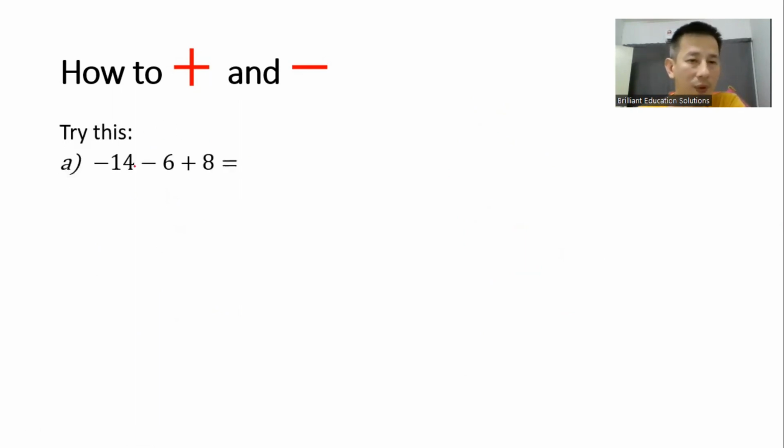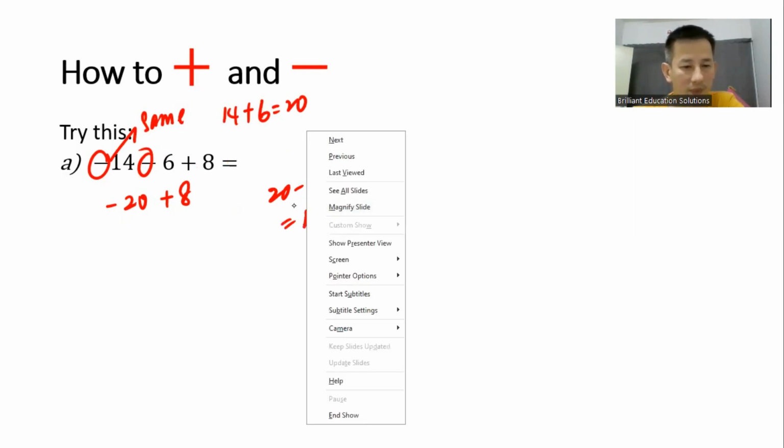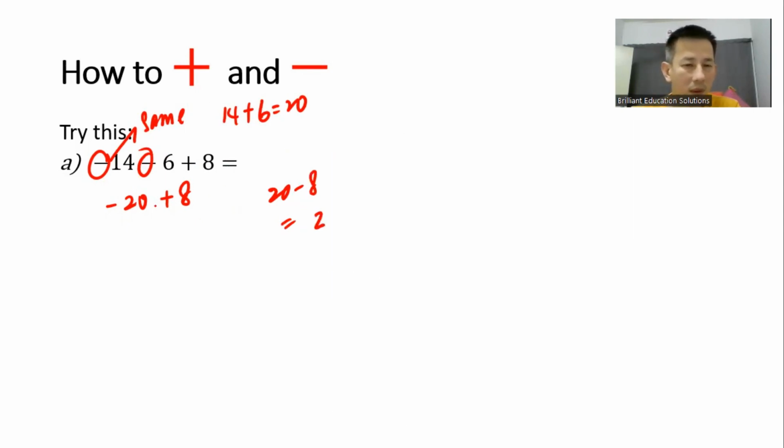How about if you have 3 numbers? So we'll do 2 by 2. First, this is same sign, so we plus: 14 plus 6 will give you 20. So this equals negative 20 plus 8. And now it's different sign. Then 20 minus 8 will give you 12. So the answer is 12, and it is negative because the bigger number is negative. So we take negative.